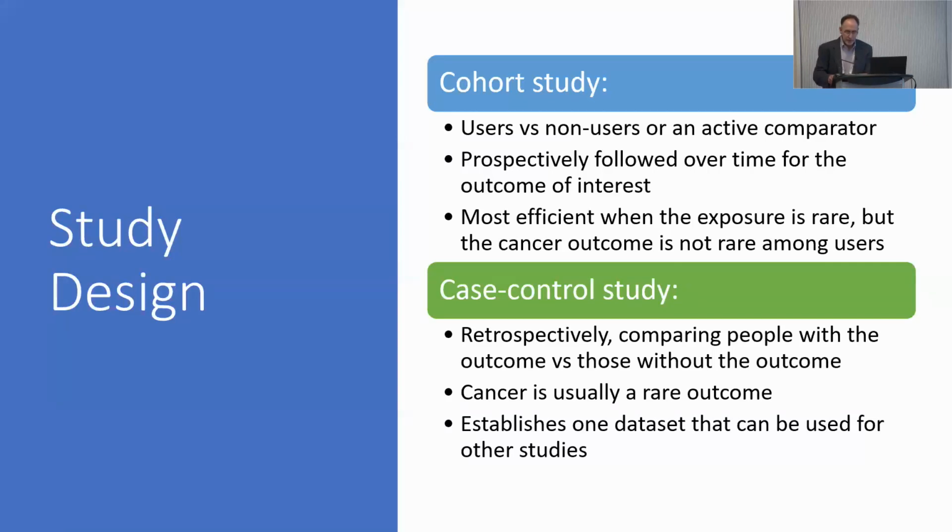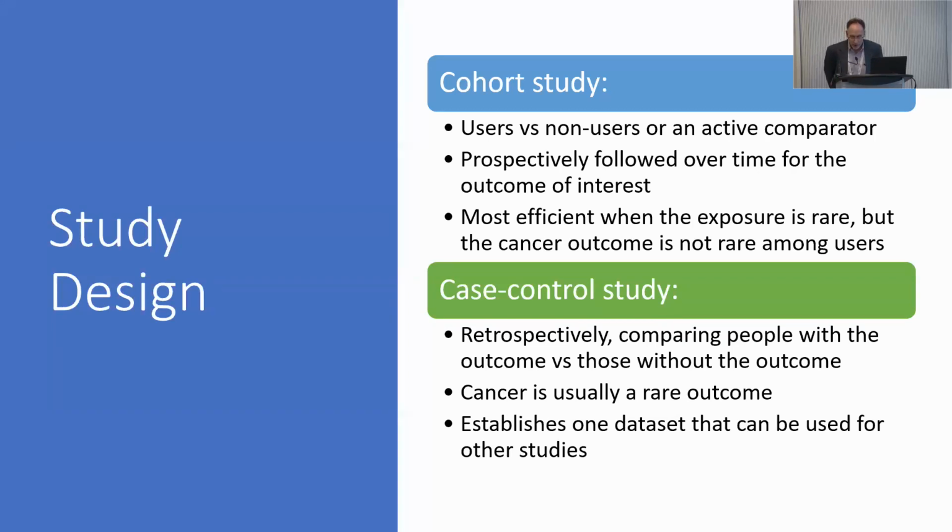So this is basic pharmacoepi. Cohort studies are comparing users to non-users or an active comparator and prospectively following them over time for the outcome of interest. In this case, a cancer diagnosis. This can be efficient when exposure is rare, but the outcome is not rare among users. Additionally, if you're planning on looking at other outcomes in the population, having an available cohort study is helpful.